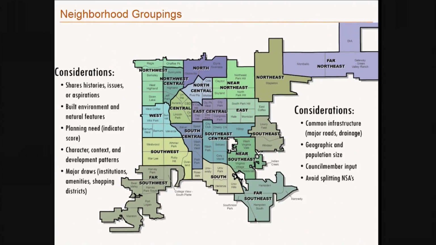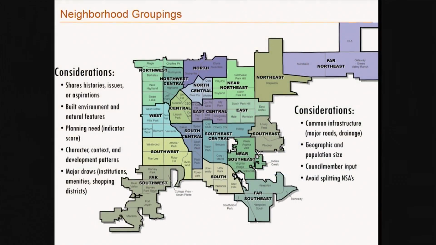Shared histories, issues and aspirations of a neighborhood, the built environment and natural features, the planning need from the indicators, the character and the development patterns of those neighborhoods, major draws. Think of DU and the influence University of Denver has on the surrounding neighborhoods. Common infrastructure, so thinking about north and south of Colfax, not just north of Colfax. The geographic size, things that we considered. We don't want massively large areas and then very small areas. We'd like to also consider population and the size of these groupings.